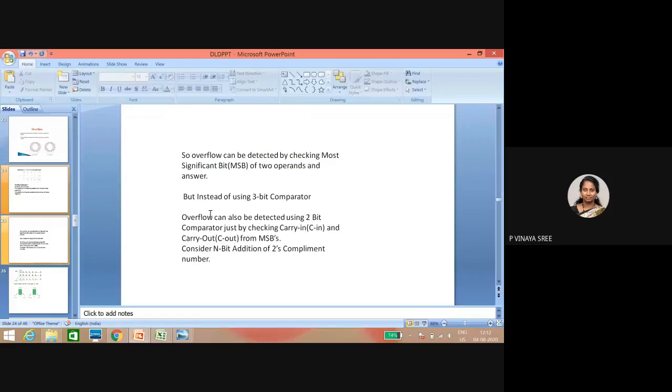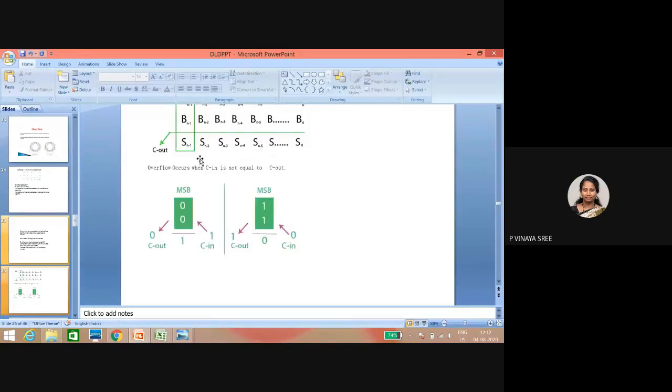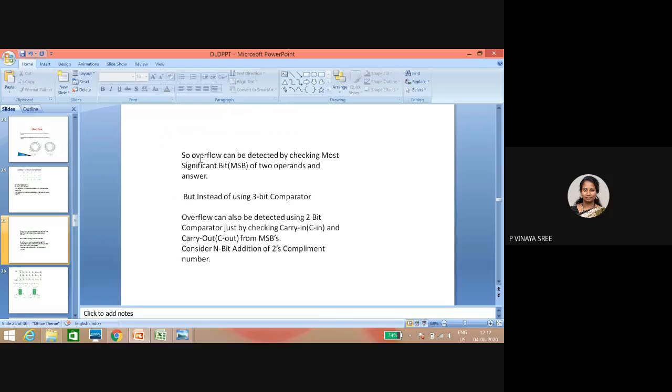Okay, try to concentrate. Overflow is a very important question. So overflow can be detected by checking the MSB part of 2 operands and the answer. So in total we are checking 3: the first bit in operand A, the first bit in operand B, and the answer. So 3 comparators are used. The solution that we are designing should be in such a way that comparators should be fewer. To do that, what we have to do?